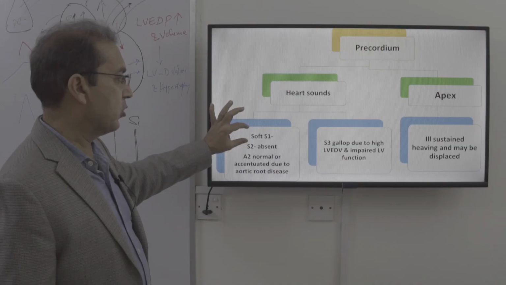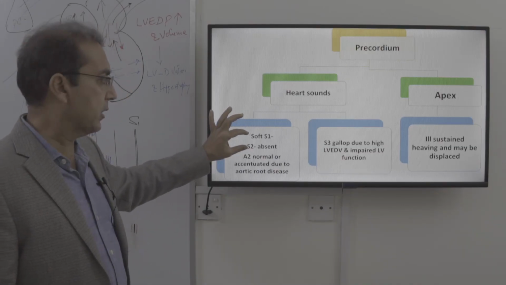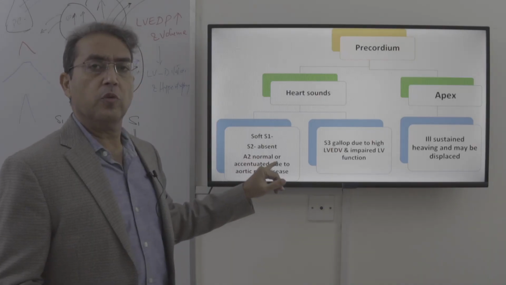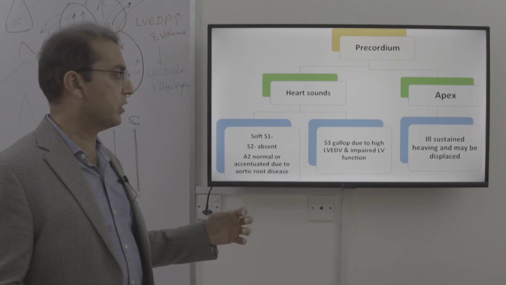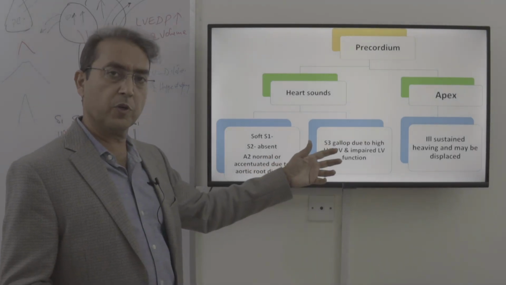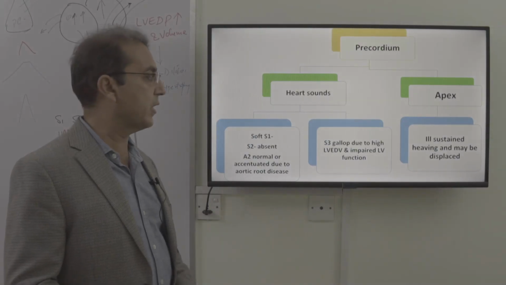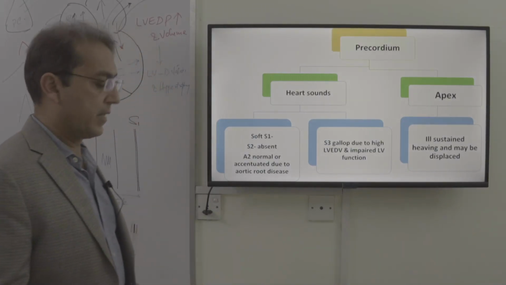The S1 may be soft, S2 may be absent, and there may be A2, which may be accentuated sometimes in patients who have aortic root disease. There may be a third heart sound because of the failing heart. You may be able to auscultate that.